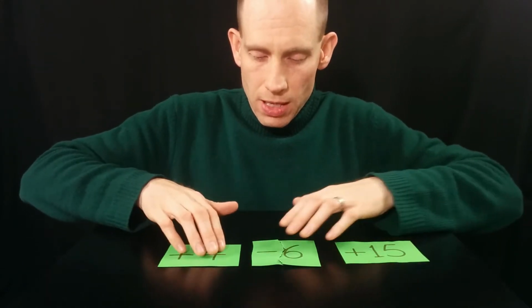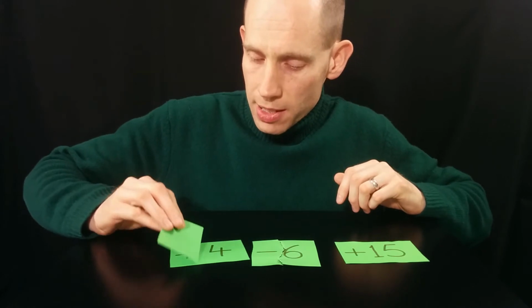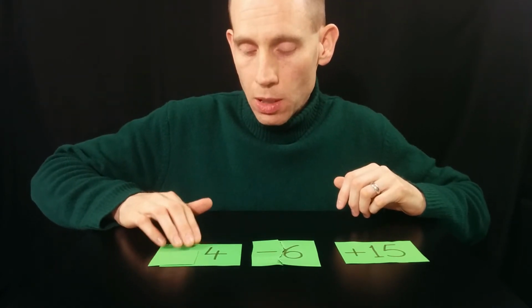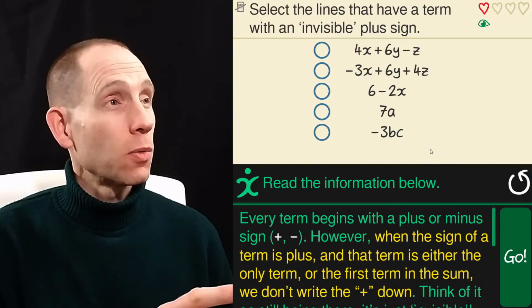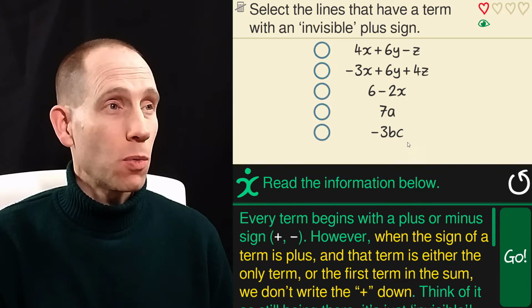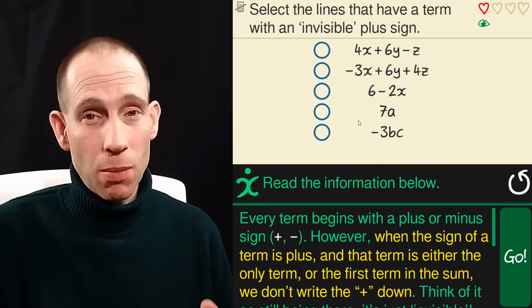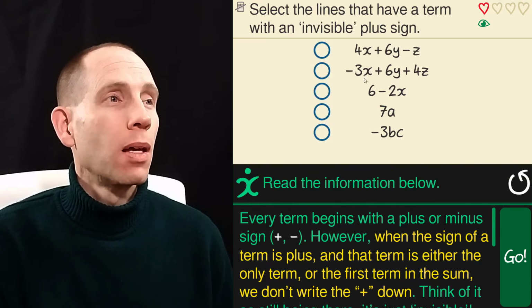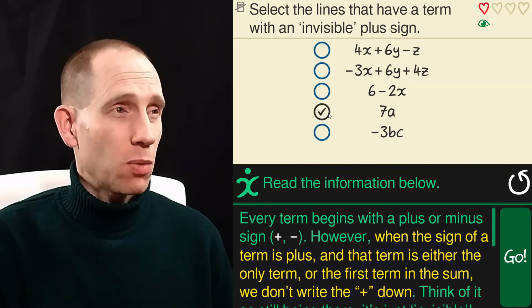And if the first term is positive, then we don't write the plus sign down. It's usually left invisible. We're just left to assume that it's there. So in this task, it wants us to select the lines that have a term with an invisible plus sign. So I'm looking for ones where the first term in the sum is positive, and so that plus sign isn't shown at the beginning. So this one's got a minus in front of it, so not that one. This one has a minus in front of it. But that's a plus 7a term, there's an invisible plus sign there.